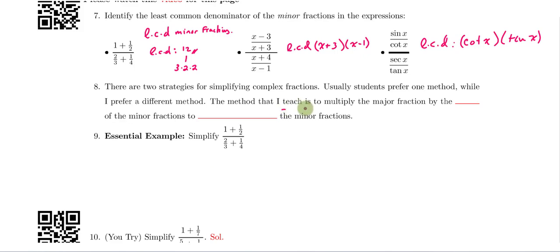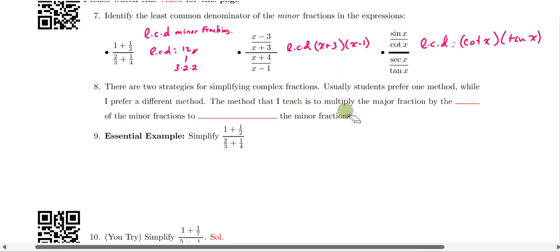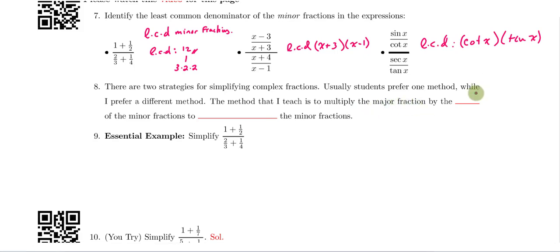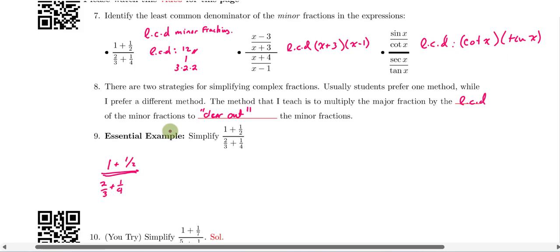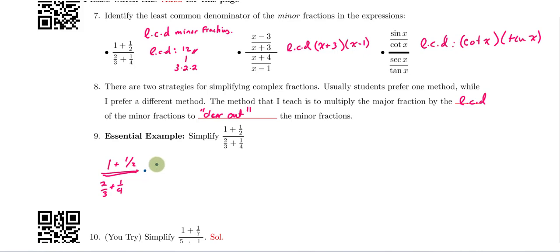So the method that I teach is to multiply the major fraction by the LCD of the minor fractions with the goal of clearing out the minor fractions. So let's go ahead and give that a shot here. I'm going to copy down the question. We've got 1 plus a half divided by 2/3 plus 1/4. And up above here for this same fraction, we identified the LCD of the minor fractions to be 12. So I'm going to multiply the major fraction by 12 divided by 12.